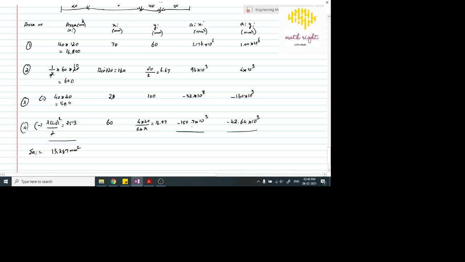Once we add everything, we get the value sigma Ai xi equal to 1.08 into 10 to the power 6.